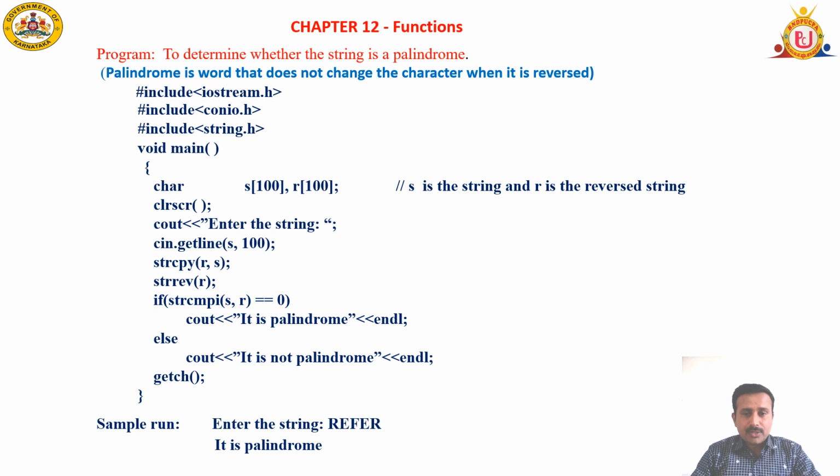So such examples are palindromes. The original string is going to be compared with the reversed string. If both are one and the same, then it is a palindrome. Otherwise, it is not going to be treated as a palindrome. See in this example, in the main function, I have declared two strings under data type char, s and r.